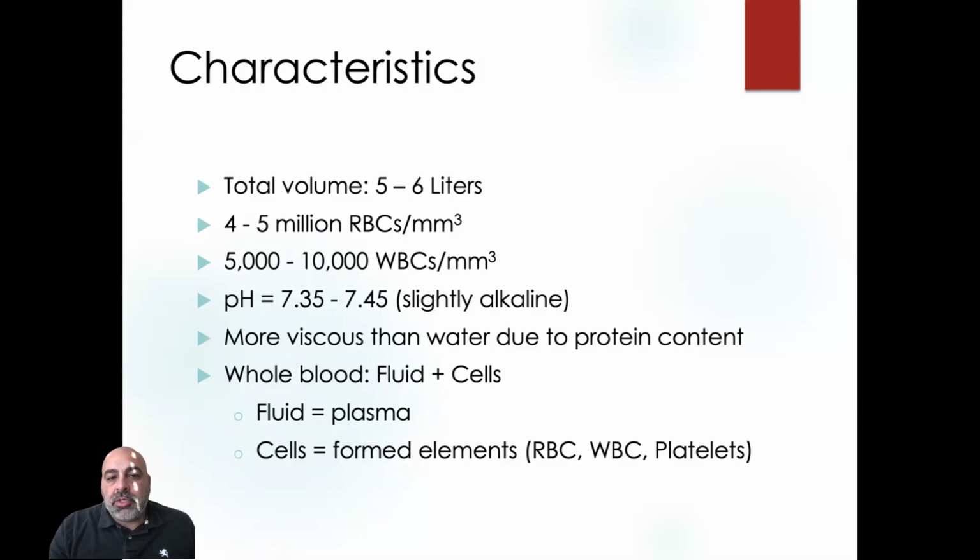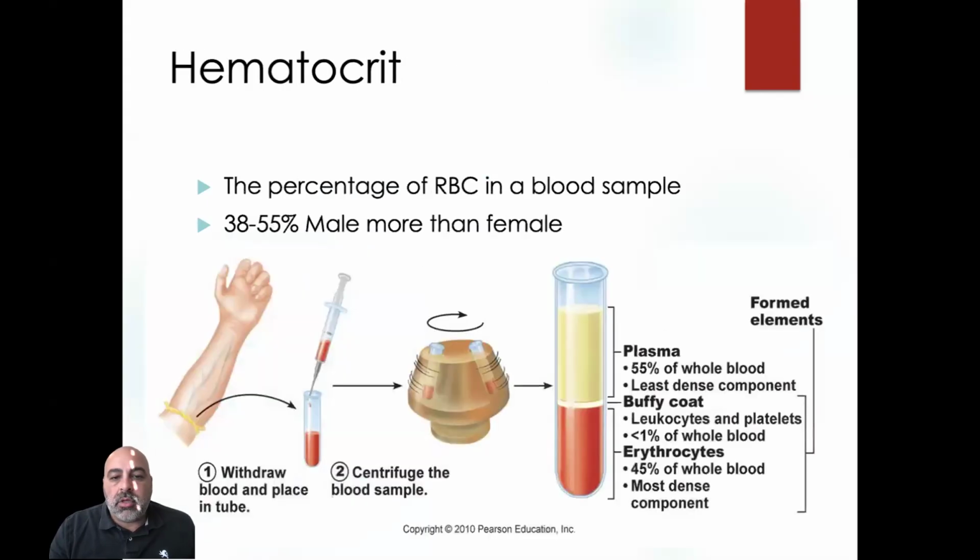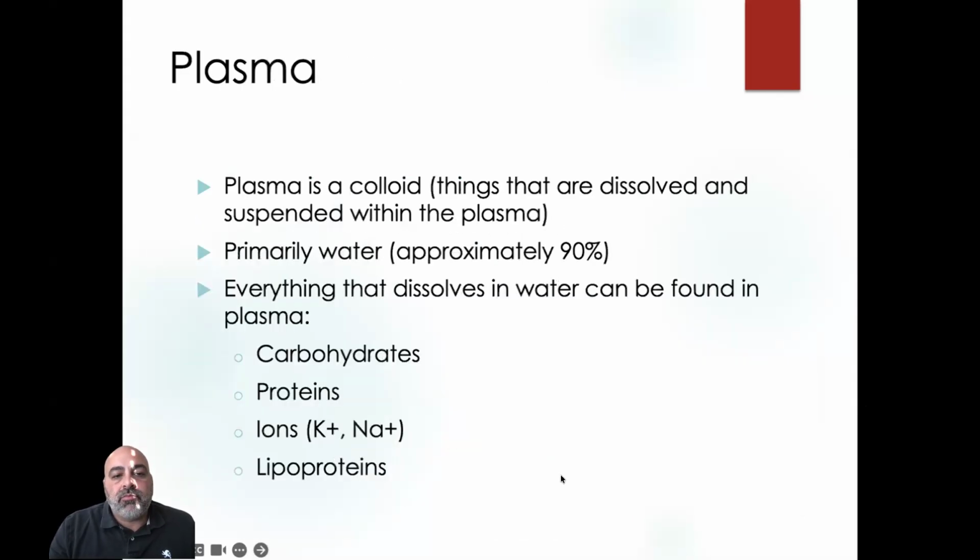Characteristics, you guys can go through this. What's the composition of blood? Okay. Hematocrit, so that's just looking at the percentage of red blood cells. So when they spin the blood down, you get plasma separation, what's called the buffy coat, and then erythrocytes, because of their density, are at the bottom.